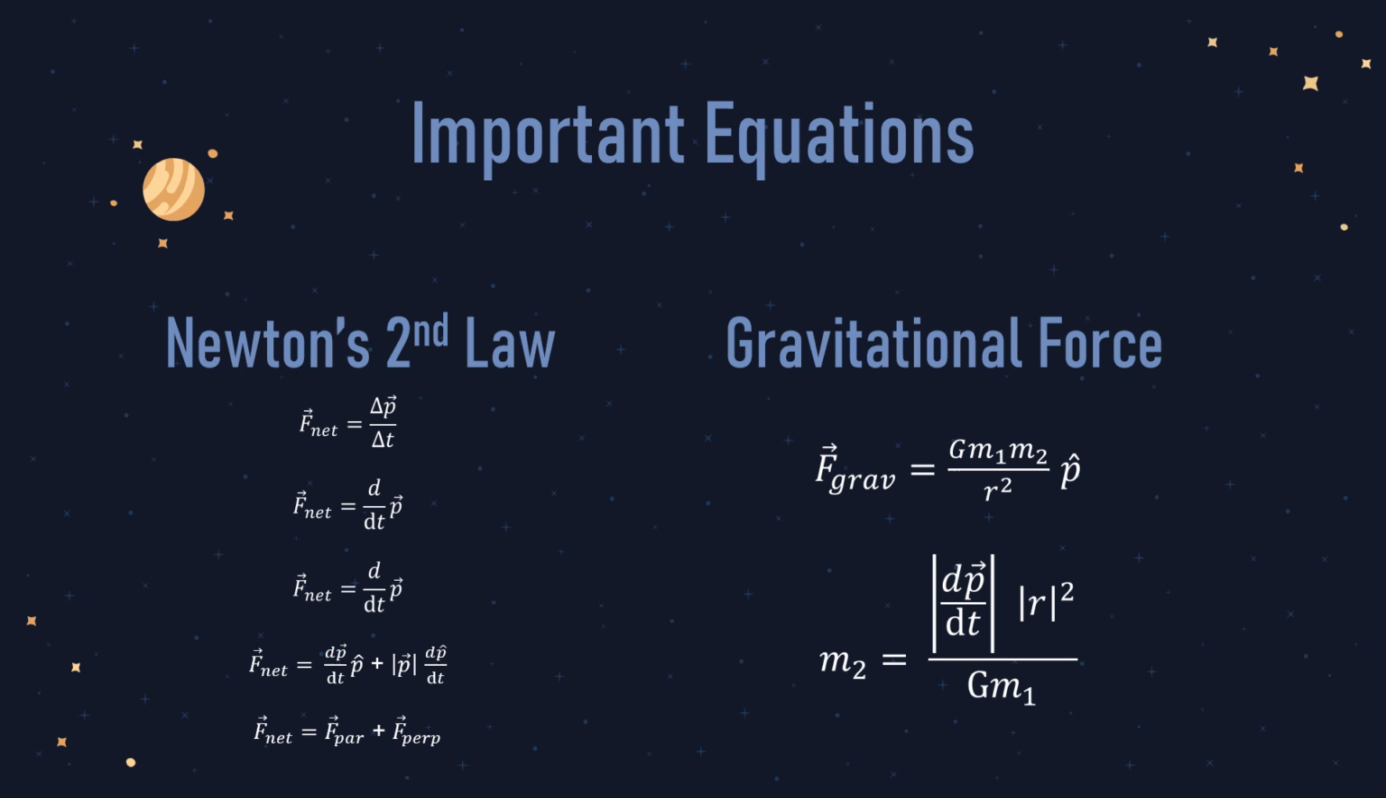It's also very important to this lab. The force between them is the gravitational force, which we know is equal to G times m1 times m2 over r squared times r hat, as you can see on the right. When we rearrange this equation at the bottom right, we can see that when we set everything equal to m2, which will be the case for this lab, we can solve for the mass of the black hole.